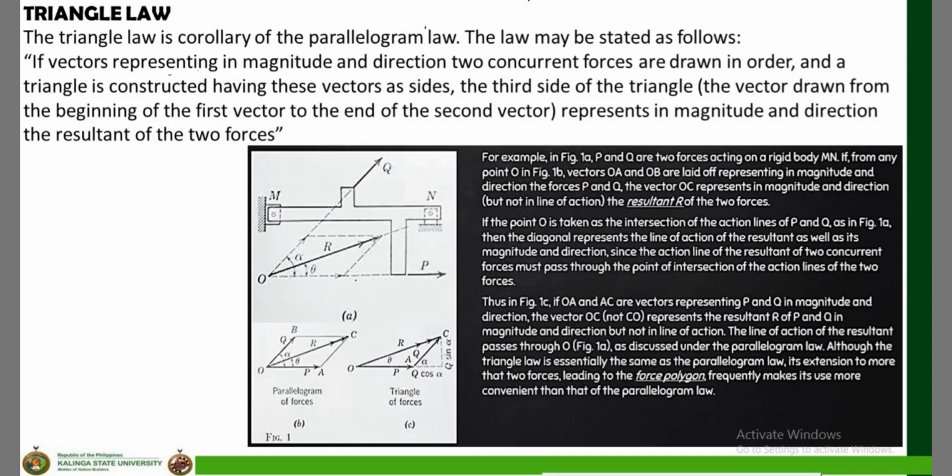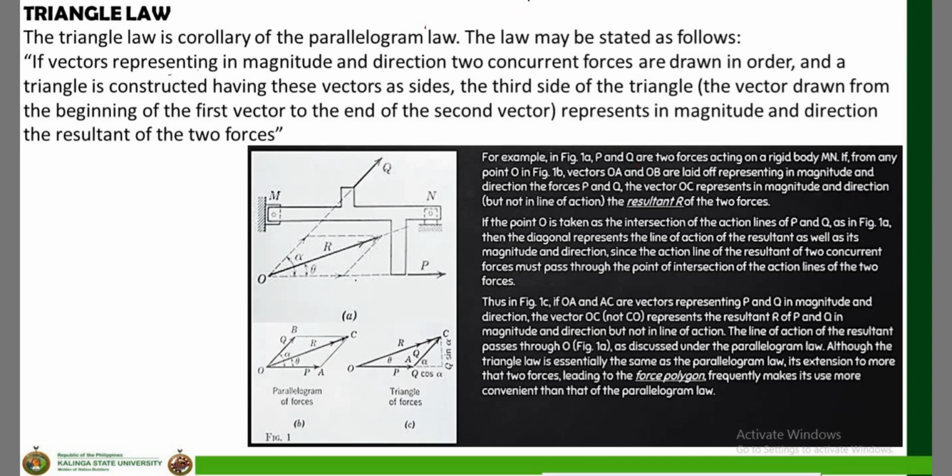So, here is the triangle law. Actually, you may have encountered this in physics. This triangle law is also called the force polygon. Wherein, from those two forces, you draw a parallelogram.